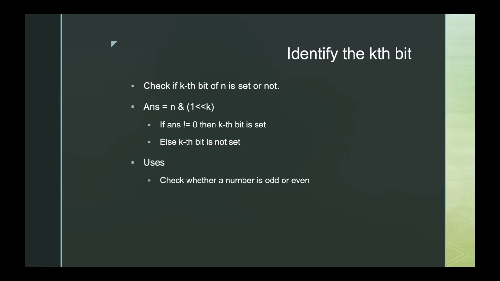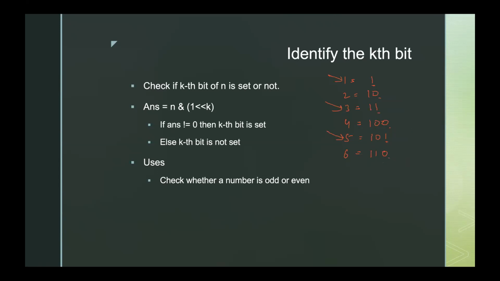So let us see how numbers are represented in binary form. We'll check just a couple of these. 1 is represented as 1, 2 is represented as 1 0, 3 is represented as 1 1, 4 is represented as 1 0 0, 5 is represented as 1 0 1, and 6 is represented as 1 1 0. One thing we can note here is that 1, 3, 5, that is all the odd numbers, will always have their last bit, or the least significant bit, set. And in case of even numbers, the least significant bit will never be set.